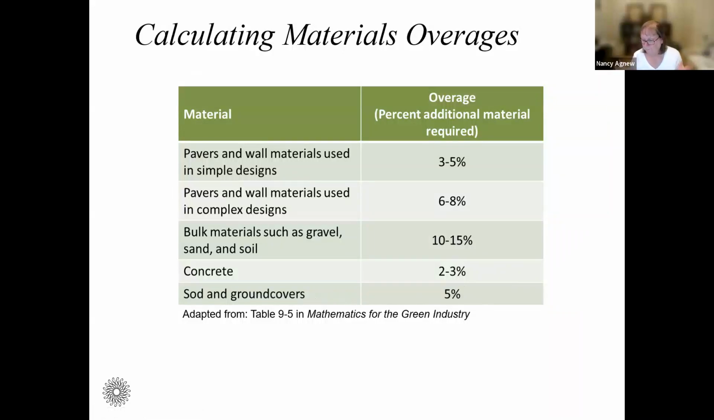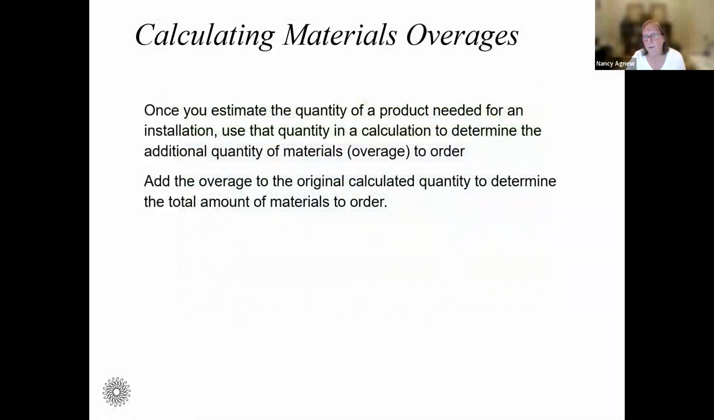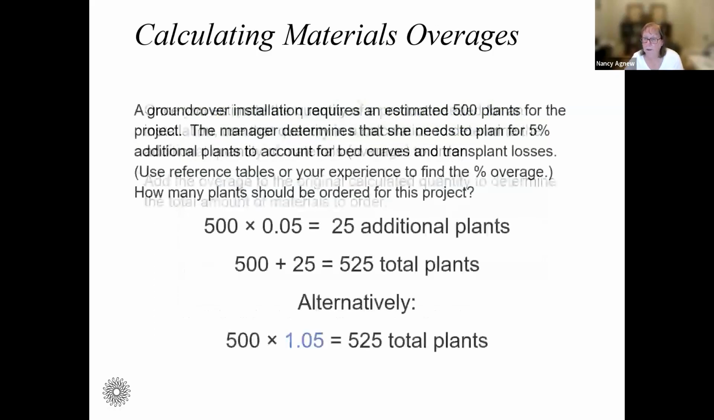Now, that being said, if you've got someone who's routinely installing bedding displays, say in commercial sites or campus sites or theme parks, or public gardens, they'll have their own percent overage that they historically need. So once we've estimated the quantity of a product needed, then we need to figure out how much extra. So that's where that overage calculation comes into play.